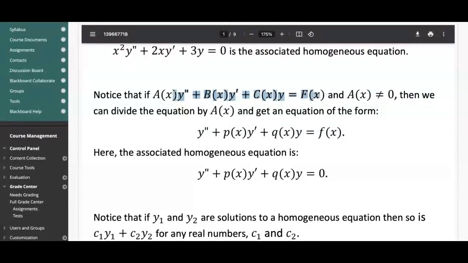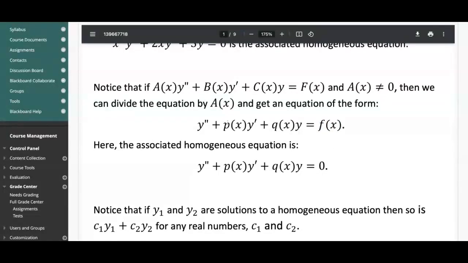So this is saying, if we have this and this is not 0, then we can divide the equation by this. So we can get y double prime plus b over a y prime plus c over a y equals f over a. Here we just use another variable to substitute for the quotient. So that's why we call it the associated homogeneous equation.